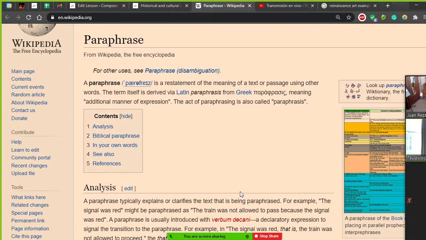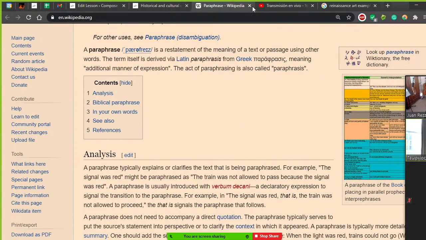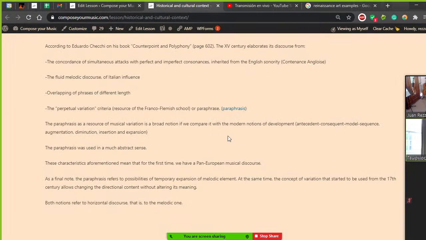There you go. Well, this paraphrasis is extremely important in the Renaissance period. It started in the Renaissance, and we're going to see why. Paraphrasis as a resource of musical variation is a broad notion if we compare it with the modern notions of development: antecedent, consequent, model, sequence, augmentation, diminution, insertion, expansion, contraction. Go to the Caplin book, phrase deviations. You're going to have it. The paraphrasis was used in a much more abstract sense.